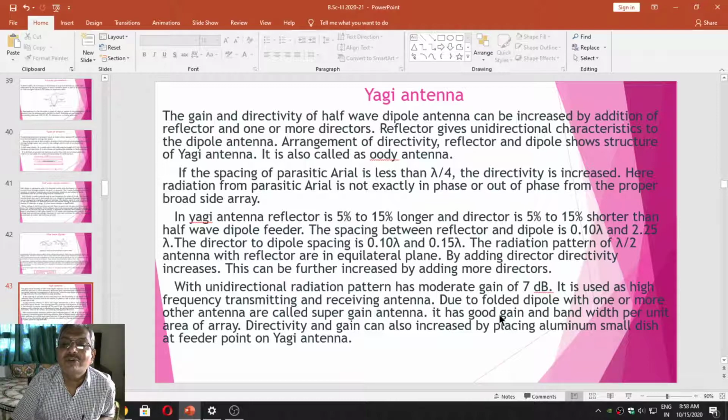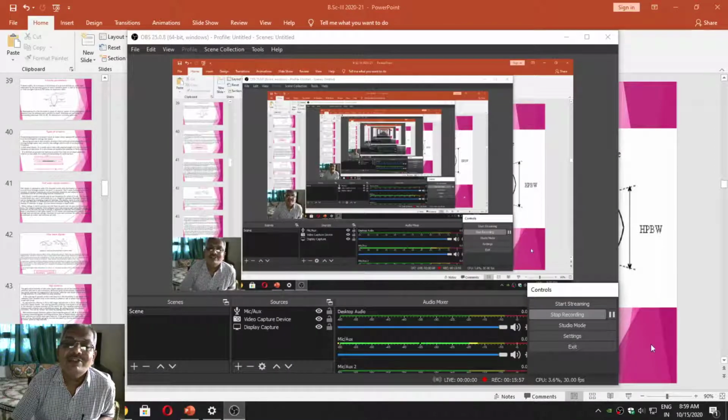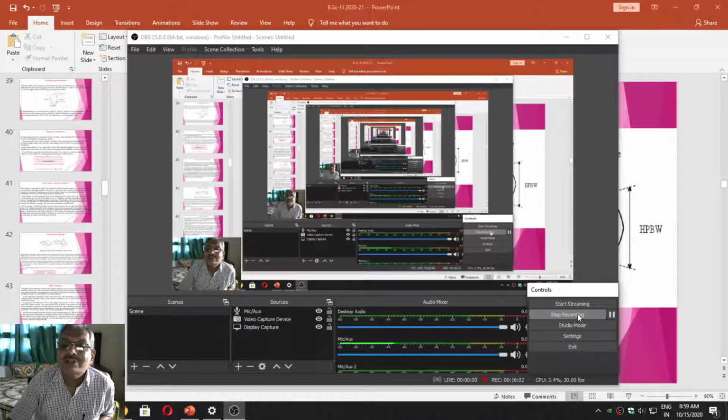It has a good gain and bandwidth per unit area of the array. Directivity and gain can also be increased by placing a small aluminum dish at the feeder point on the Yagi antenna. Friends, such an antenna we call the Yagi antenna. Dear students, that's all about the second type of antenna which we have covered today, known as the Yagi antenna. Next time we will go for the dish antenna.